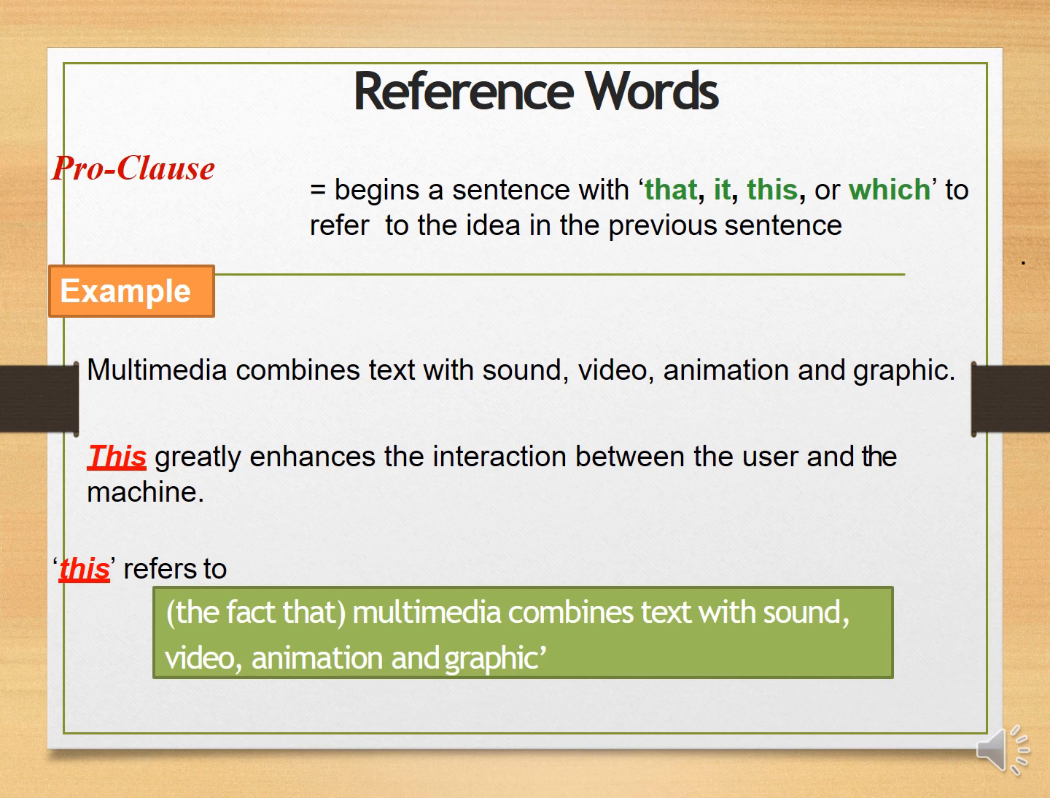Next example. Multimedia combines text with sound, video, animation, and graphic. So this greatly enhances the interaction between the user and the machine. So what enhances the interaction between the user and the machine? So this refers to multimedia combines text with sound, video, animation, and graphic. It is better if you give the answer the fact that multimedia combines text with sound, video, animation, and graphic, but I would accept if you just give me the answer of multimedia combines text with sound, video, animation, and graphic.